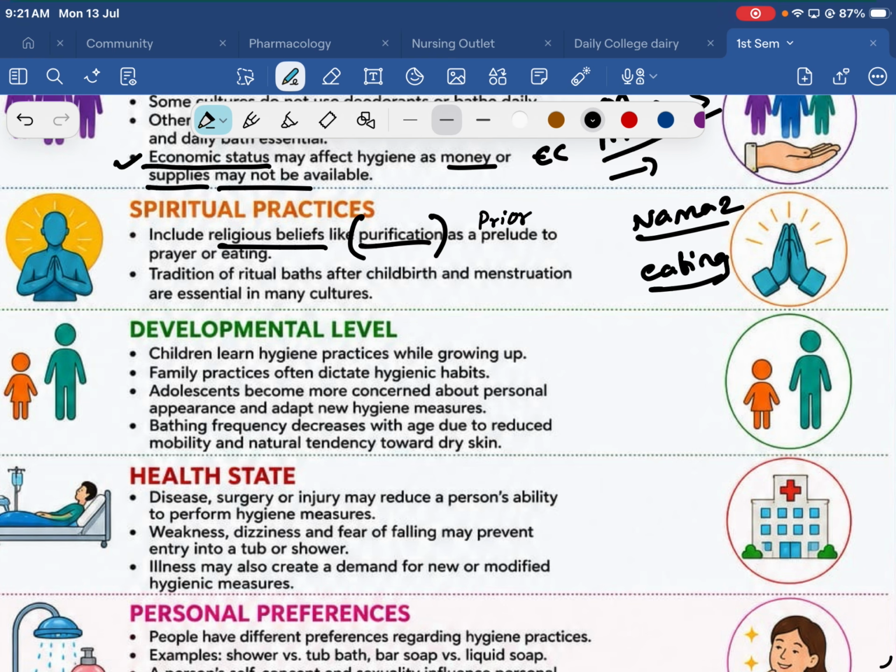Are you understanding? The next one is traditional ritual baths. Immediately after childbirth, or immediately after their menses finishes, they will do traditional ritual baths in different traditions or different cultures, right? So that will also affect health in a positive way if they are practicing. If they are not practicing, it will affect in a negative way. Clear?